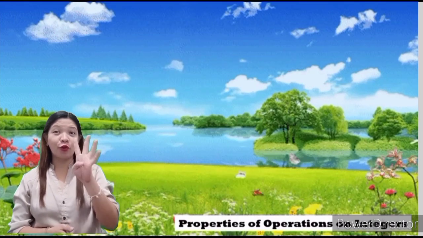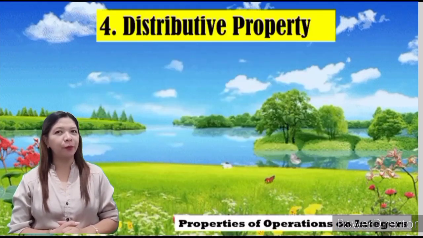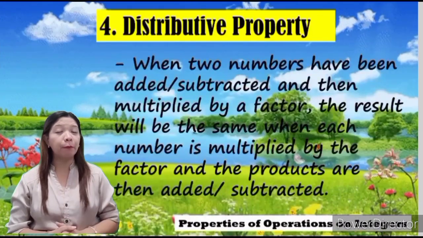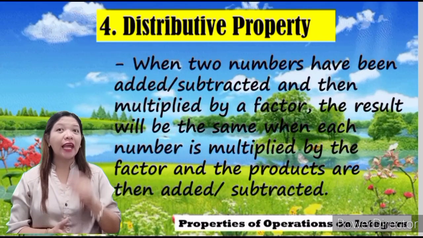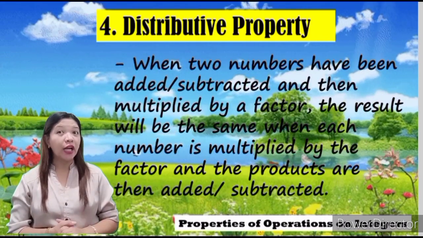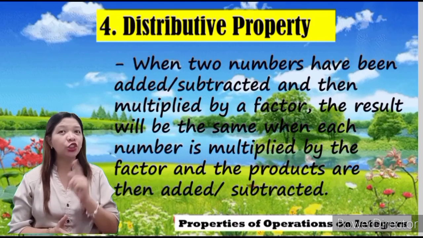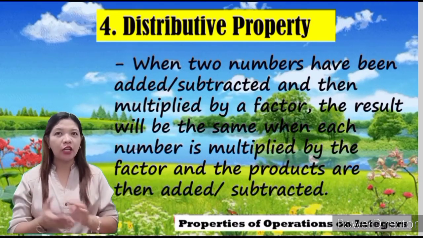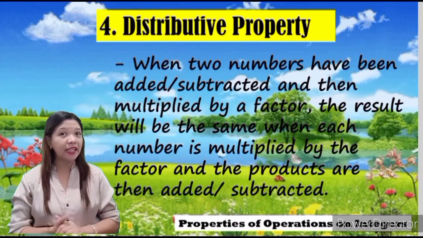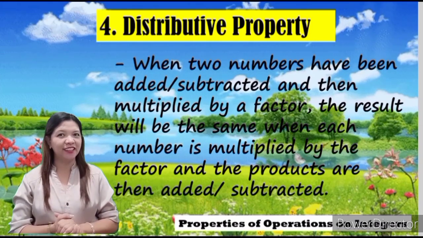Property number 4. Distributive property. When two numbers have been added or subtracted and then multiplied by a factor, the result will be the same when each number is multiplied by the factor and the products are then added or subtracted.